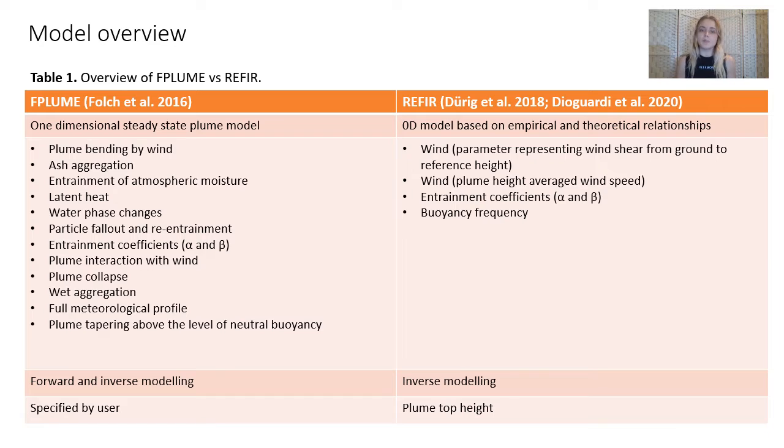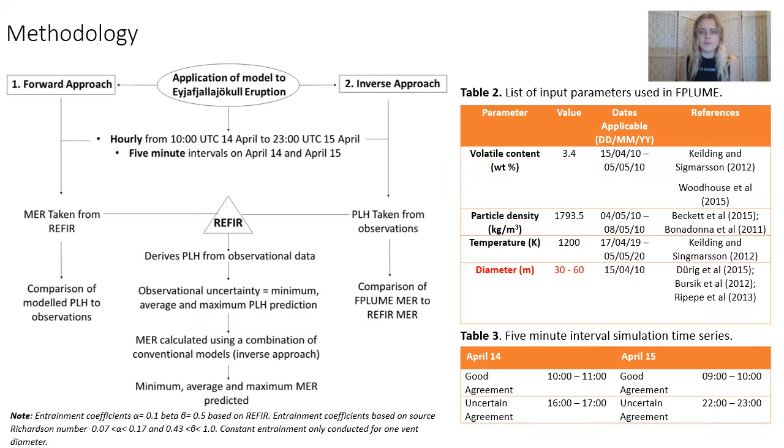Overview of both models. So F-plume is a one-dimensional steady-state plume model accounting for various physical processes listed in Table 1. It allows for a forward and inverse modelling approach, so the forward approach being the calculation of plume height from source mass eruption rate, and the inverse approach being the calculation of source mass eruption rate from observed plume height. REFER, on the other hand, is a zero-dimensional model based on empirical and theoretical relationships. So it accounts for some processes such as wind, the entrainment coefficients alpha and beta, the buoyancy frequency, and it's only an inverse modelling approach that can be used in REFER. For the purpose of this presentation, I'm going to be focusing on the inverse modelling approach.